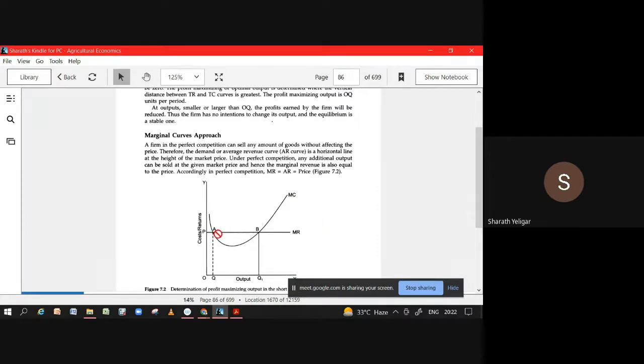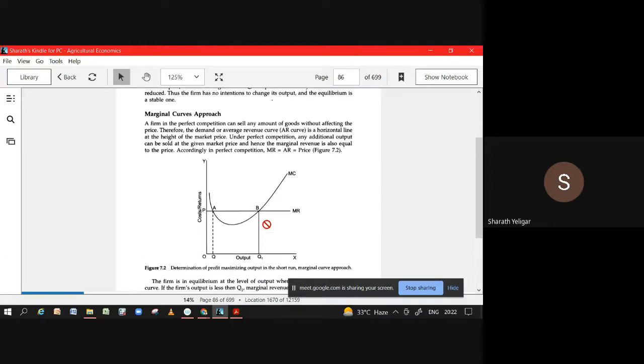Okay. So A is not the equilibrium point, but B is the equilibrium point. Why? Because A satisfies only the first condition. What is the first condition? MC is equal to MR. But it does not satisfy the second condition. What is that? The slope of MC should be more than the slope of MR. But point B satisfies both the conditions. That is why only point B is the equilibrium point. Understood?